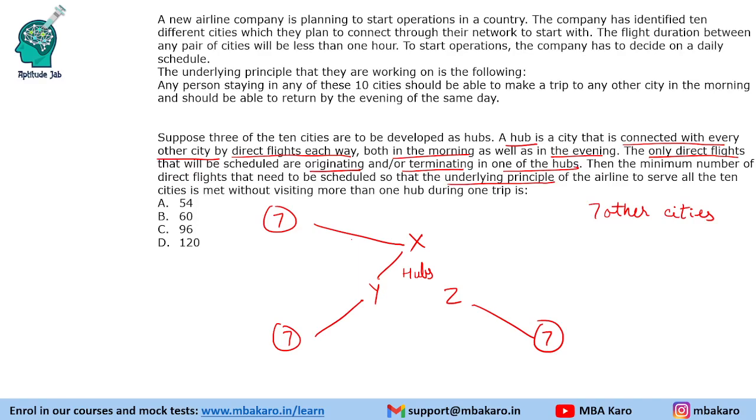And the hubs will also be connected among themselves. So X will be connected to Y, Y will be connected to Z, and Z will be connected to X. So how many connections do we have? X has 7 connections, Y has 7 other connections, and Z has 7 other connections, plus 1, 2, 3. So we have a total of 24 connections.